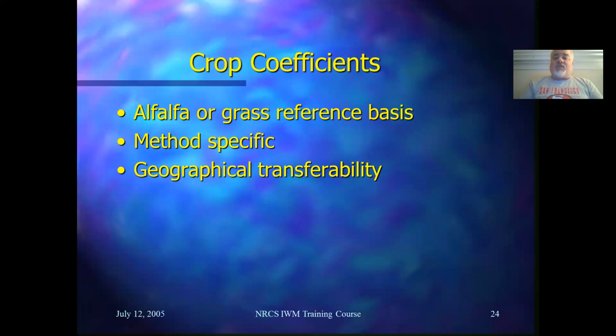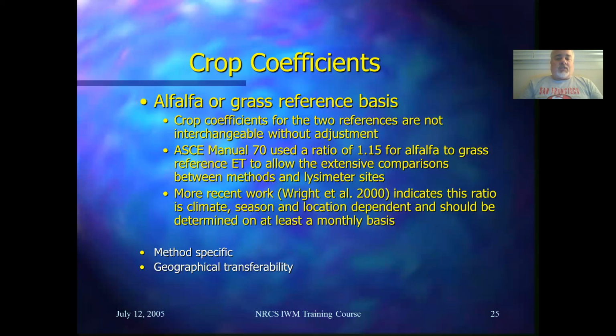So alfalfa or grass are the reference basis. I've already mentioned that. There are definitely different methods, different mathematical models, and there are issues about moving these different models to different areas. You can't just say, hey, we've developed this perfect model that works really well in Salinas, we're going to use it in Florida. It doesn't necessarily transfer. So there are issues with the models and the types of gross climatic data that you might have in different regions.